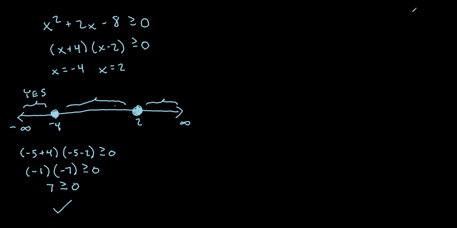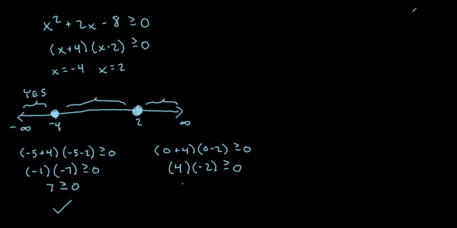All right, now let's check out this next region. We have from negative 4 to 2. So let's pick a number between these two values and plug it in to our equation. So let's choose 0 because that's pretty easy to work with. So we'll say 0 plus 4, 0 minus 2 is greater than or equal to 0. So here we get a positive 4, and here we get a 0 minus 2. That's negative 2. It's greater than or equal to 0.